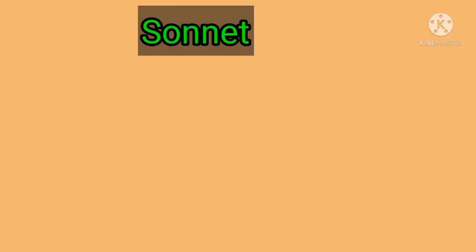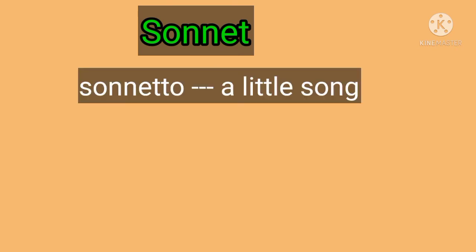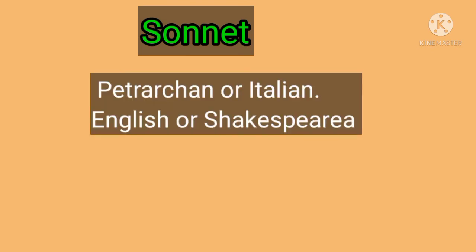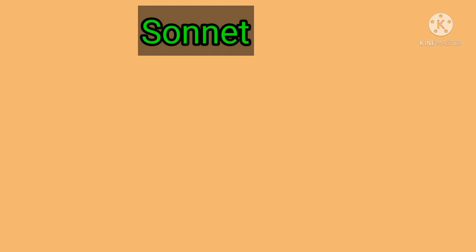Sonnet. The word sonnet comes from the Italian word sonetto, meaning a little song. It is a 14-line poem and is generally written in iambic pentameter. There are two types of sonnets: Petrarchan or Italian sonnet and English or Shakespearean sonnet.